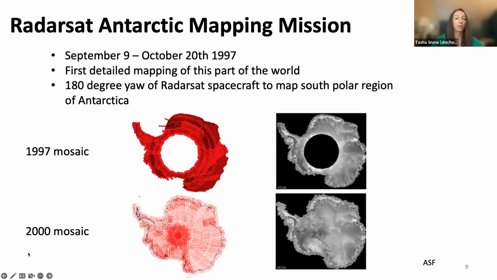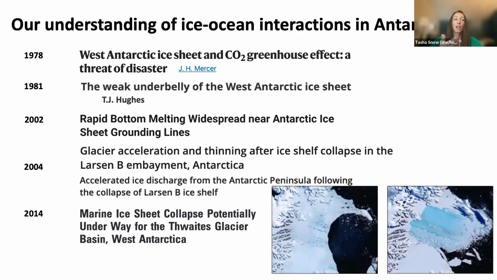And so by 2000, we have this map of Antarctica for the first time. So this was only just 2 decades ago that we really got our first full map of Antarctica. And then a lot of research started to come through about how important the ocean was in terms of melting Antarctica. So rapid bottom melting was widespread around Antarctica, found that in the early 2000s.